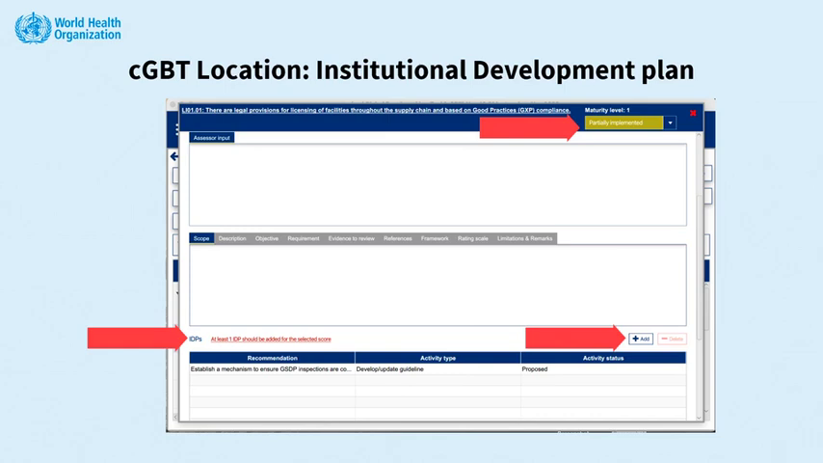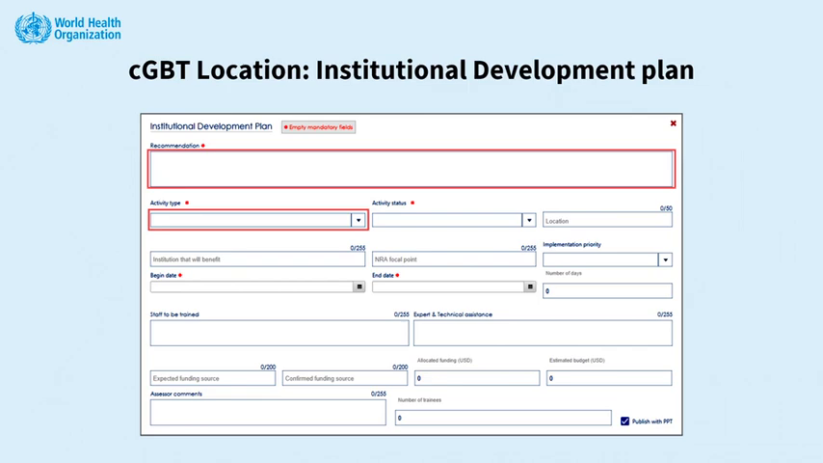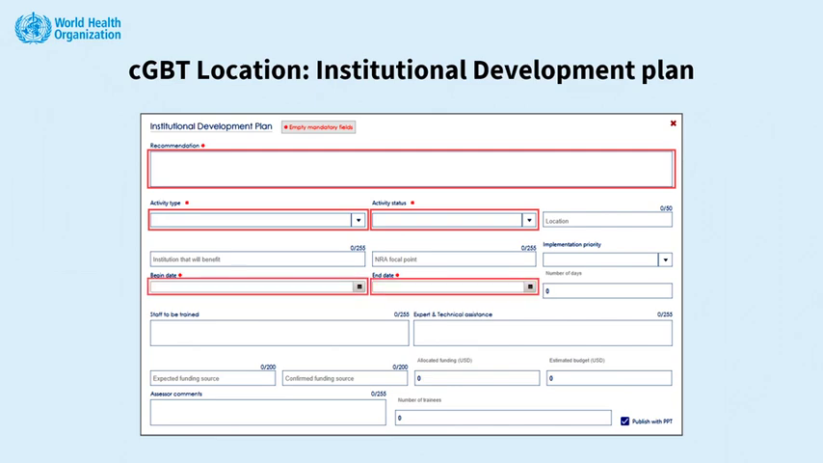By clicking on the Add button, you will have access to the IDP page, where mandatory fields are indicated with a red asterisk. These fields encompass not only the recommendation, but also specify the type of activity recommended, such as the development of a new document or the requirement for additional resources or training. The status, which may be proposed, ongoing, or planned, and the expected time for implementation. Don't forget, to provide effective and acceptable recommendations, it is always advisable to work in close collaboration with the NRA.